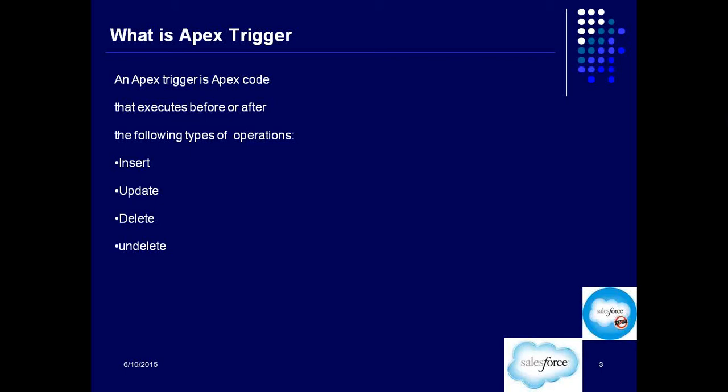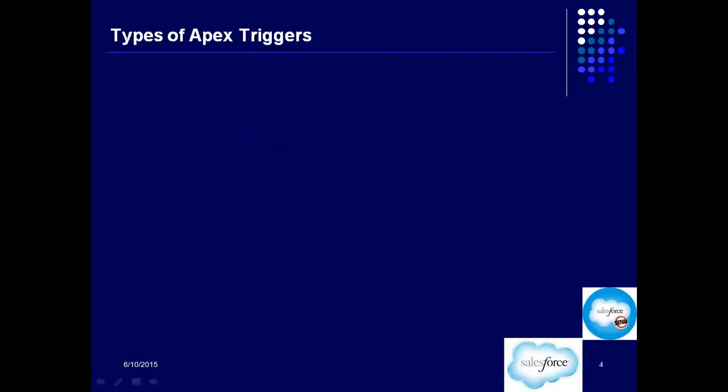So this is something which will work on these DML operations. All right, it can get executed. You have to define whether you want that code to get executed before or after that DML operation, right? Now there are types of Apex triggers that we need to understand. So there are two types of Apex triggers, all right.